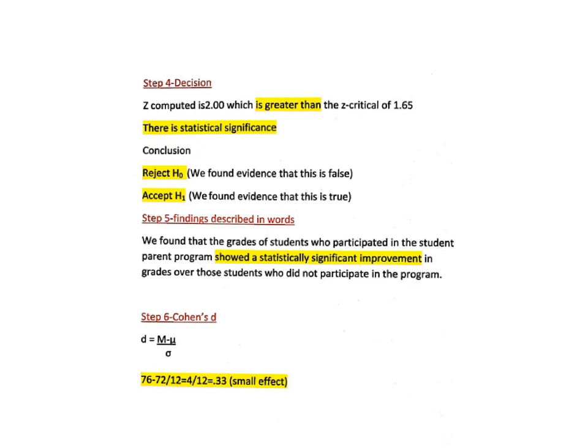And then the last part would be Cohen's d. Now remember, we talked about Cohen's d, that it can be manipulated by sample size. So we take sample size out, and we have a lowercase d equals the sample mean minus the population mean divided by the standard deviation. So we have 76 minus 72 divided by 12, and that gives us 4 divided by 12, which equals 0.33. So this is also a small effect.